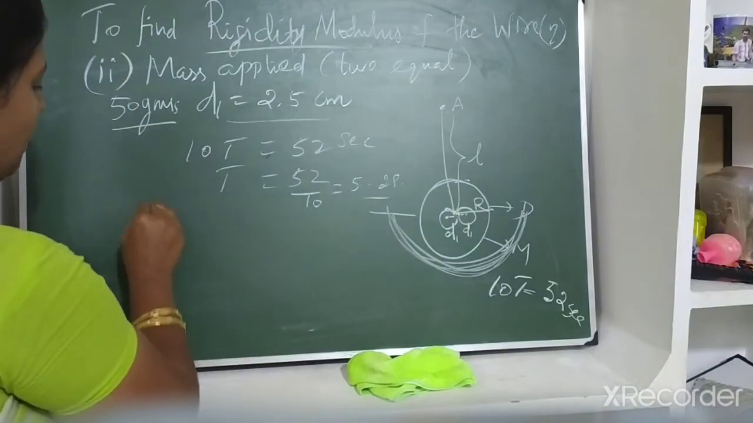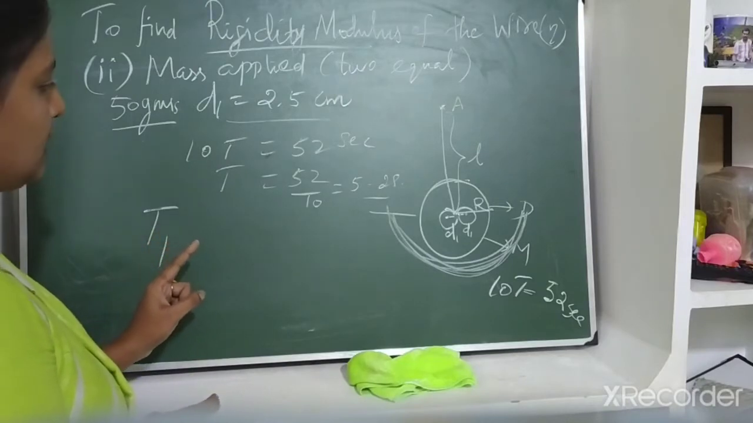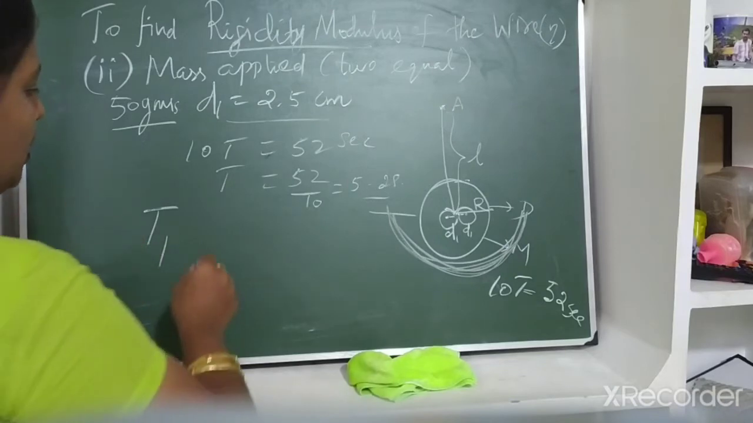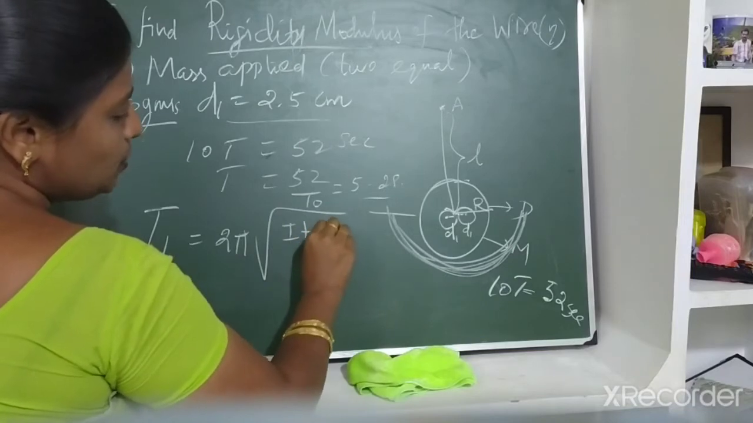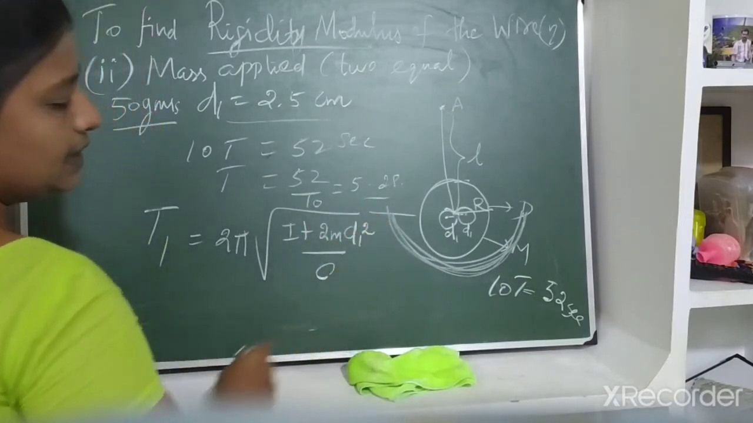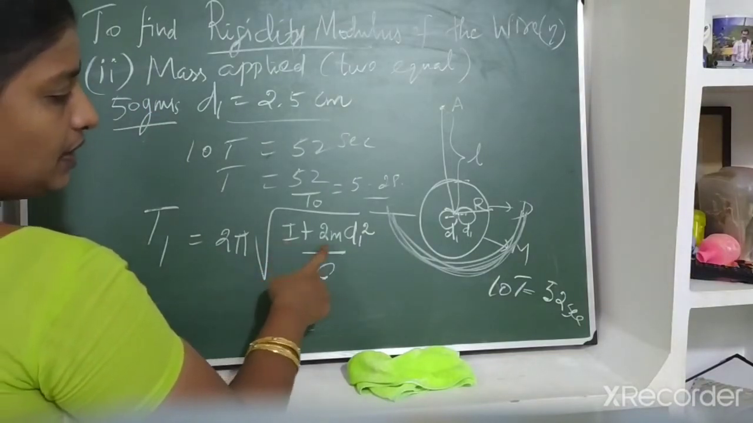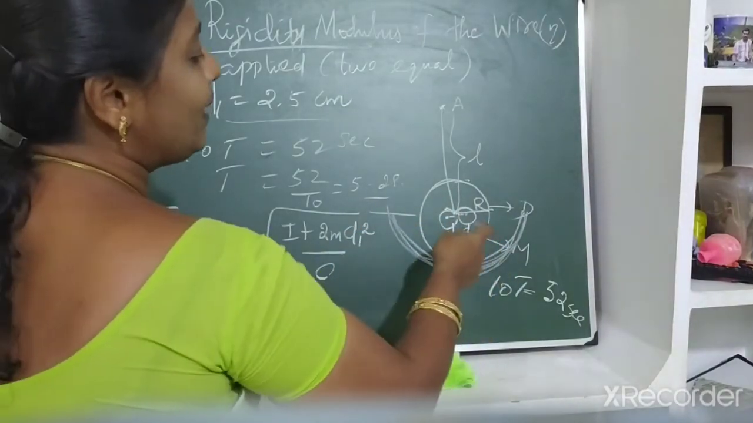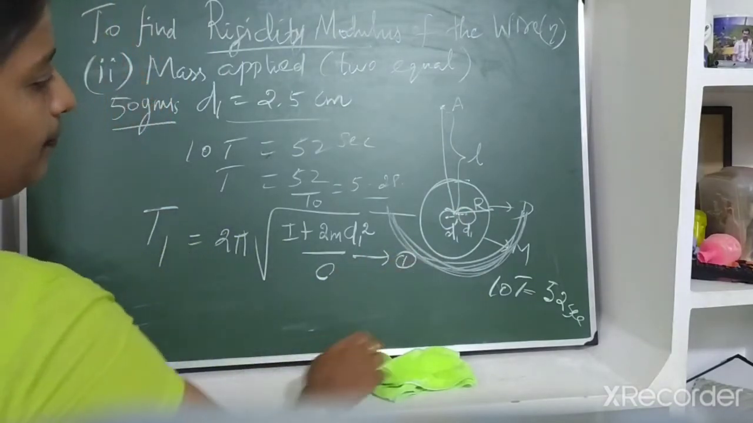Using this formula, T1. Before, without mass applied, the period of oscillation is T. With mass applied, the period of oscillation is T1. T1 equals 2 pi root of (I plus 2m d1 squared) divided by C, where C is a constant and I, the moment of inertia, is a constant value. D1 is fixed at 2.5, equal mass on both sides at equal distance. That is equation number 1.